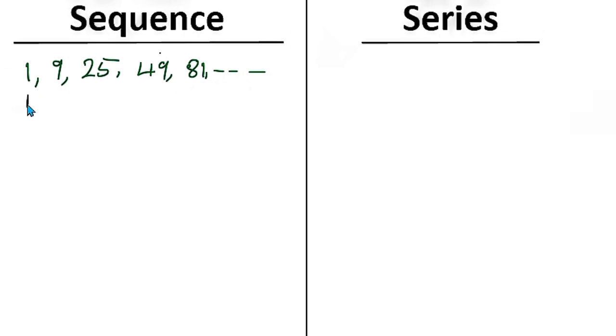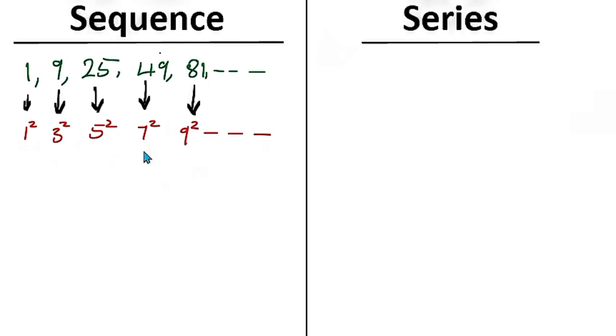Now, we say that we are collecting items or a set of numbers in a defined order. So let's see what order this set follows. We have 1, 9, 25, 49, 81. We are just taking the square of odd numbers. So this is 1 square, this is 3 square, this is 5 square, this is 7 square, and this will be 9 square, and it goes on, right?